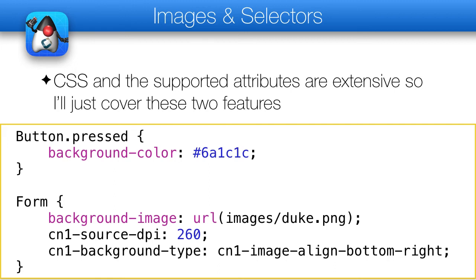Now the nice thing about it is that I created a directory images under the CSS directory and placed duke.png there, which is a standard image of Duke. But one of the nice things about that is that you can put any URL. You can put a URL off the internet, literally an HTTP URL, and it will work. It will get in there and the next thing that might not be intuitive is the source DPI value.